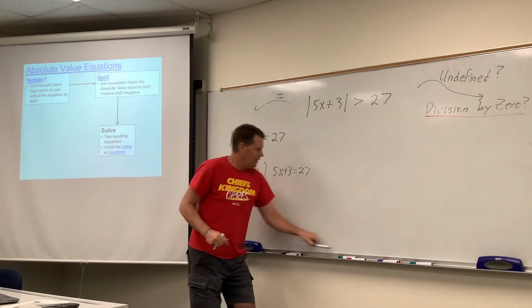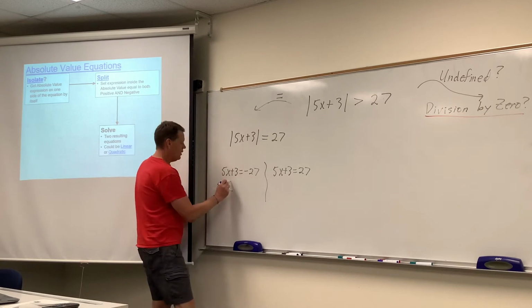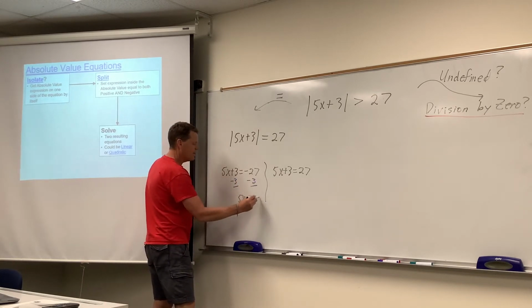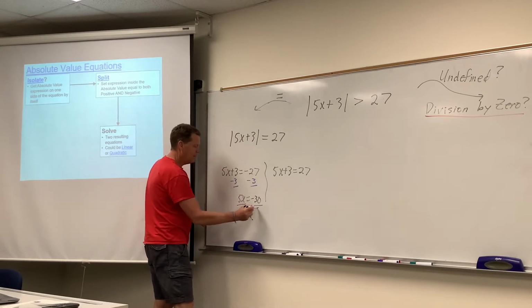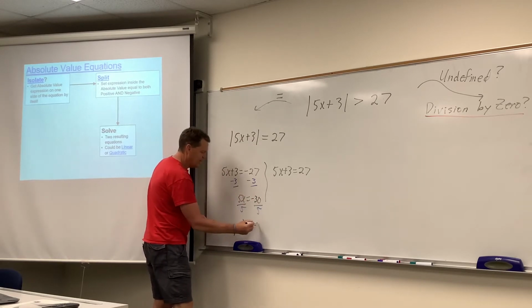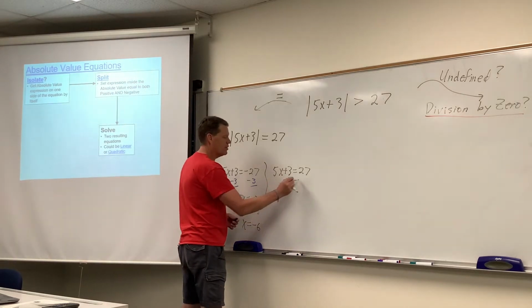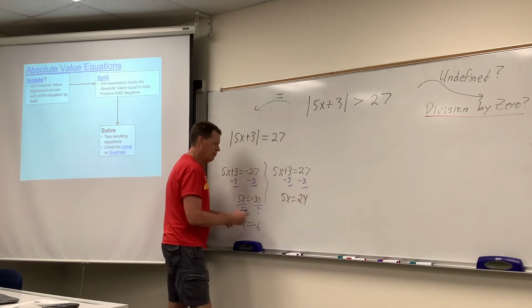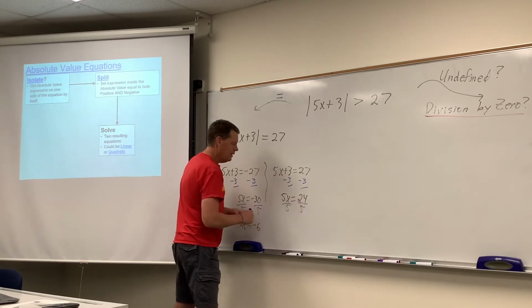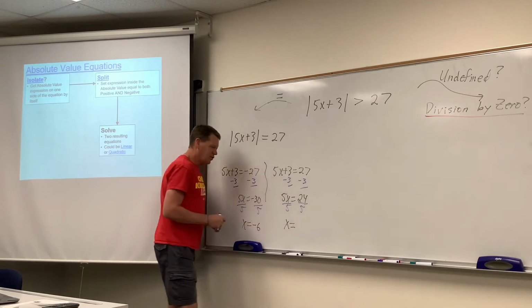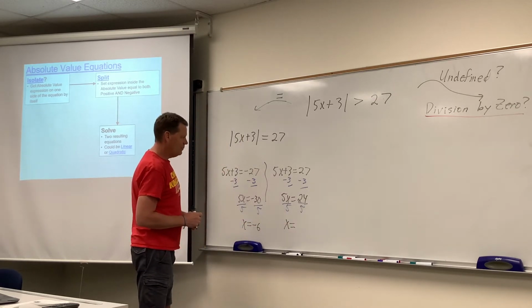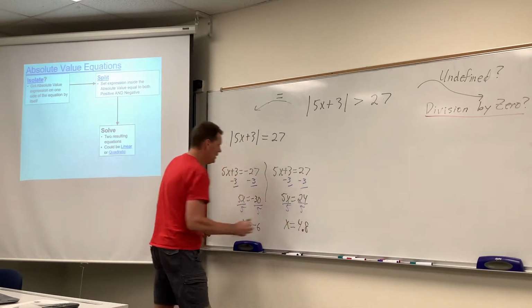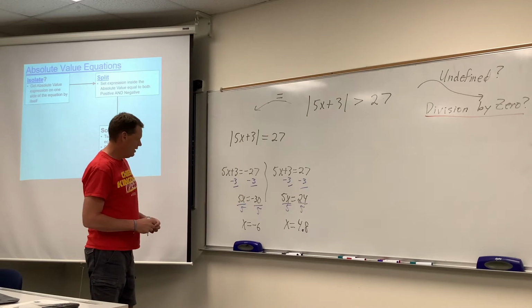Solve. Those are both linear. So subtract 3, 5x equals negative 30. Divide by 5, and this equation leads to x equals negative 6. Same thing over here. Subtract 3, divide by 5. This one leads to 4.8, that sound right? Okay. So let me just check here again real quick.